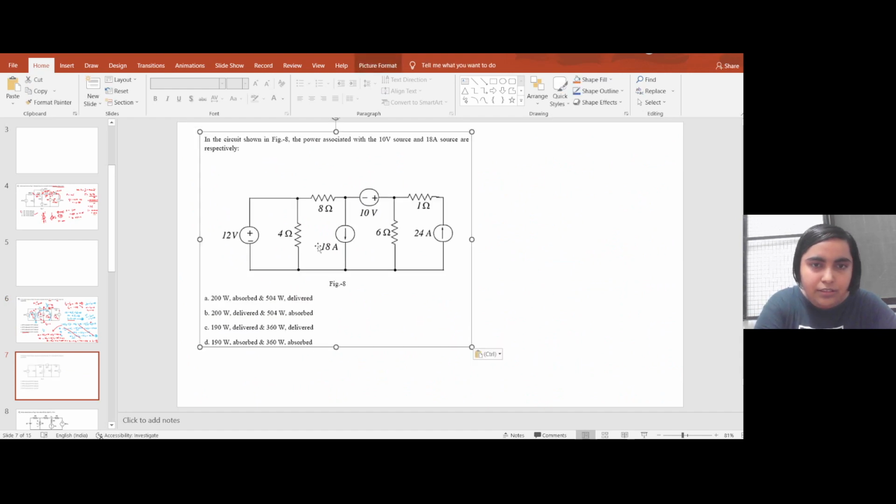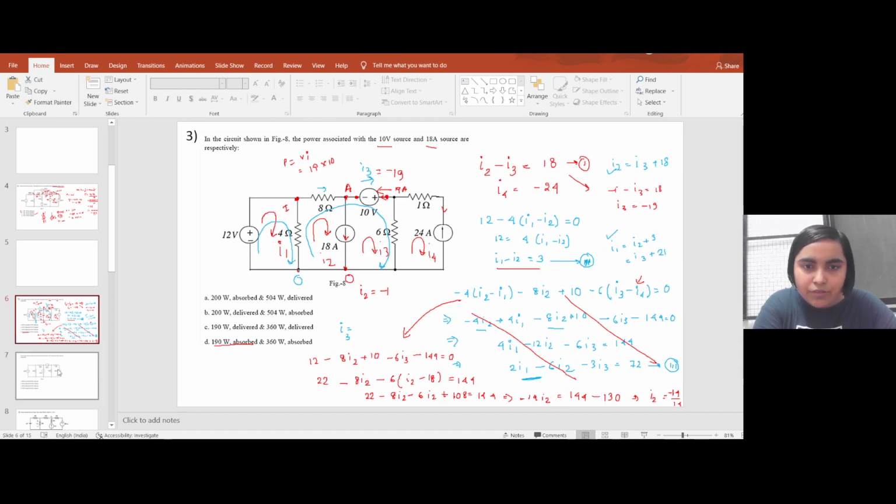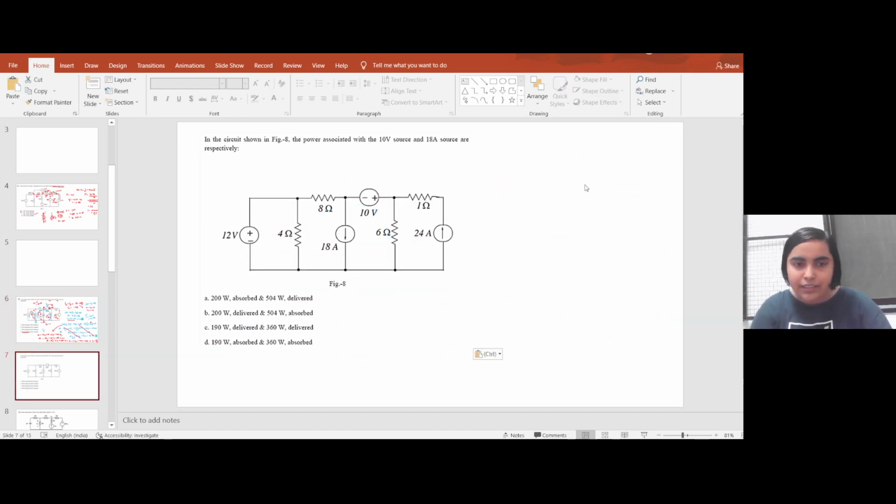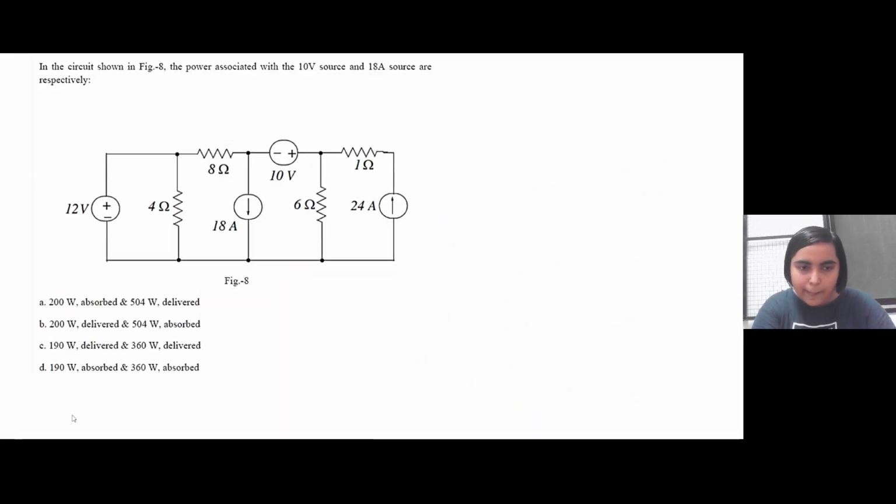So we have the value of I3 to be minus 19, right? I3 is minus 19. I2 is equal to minus 1. And similarly, you can calculate I1. But let us assume this particular voltage to be V. Let us assume that the voltage across the current source is V.